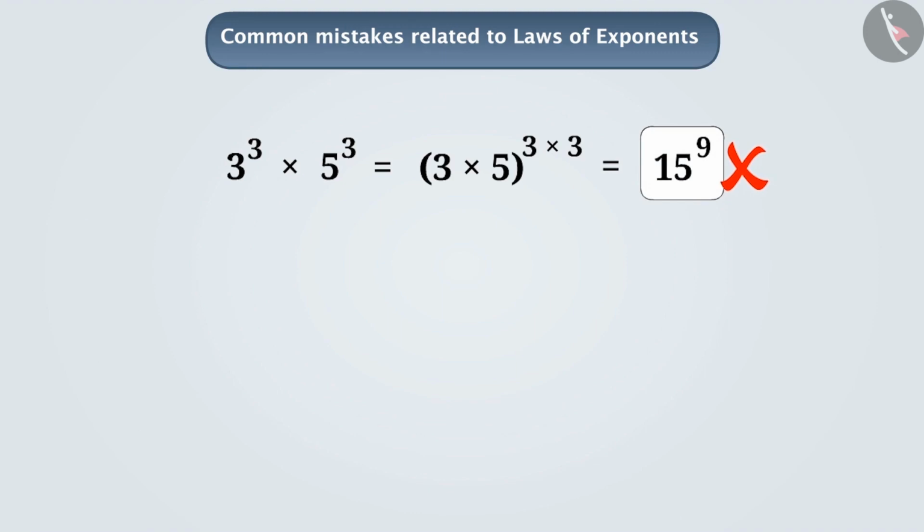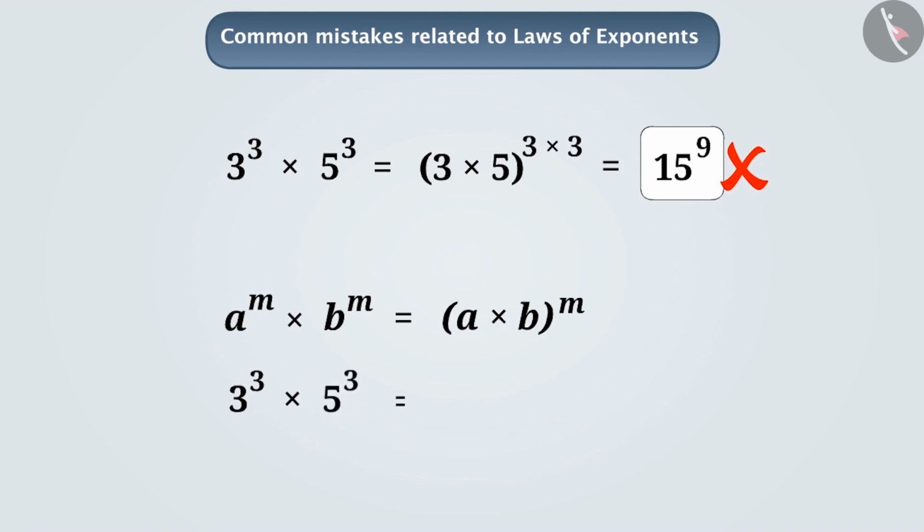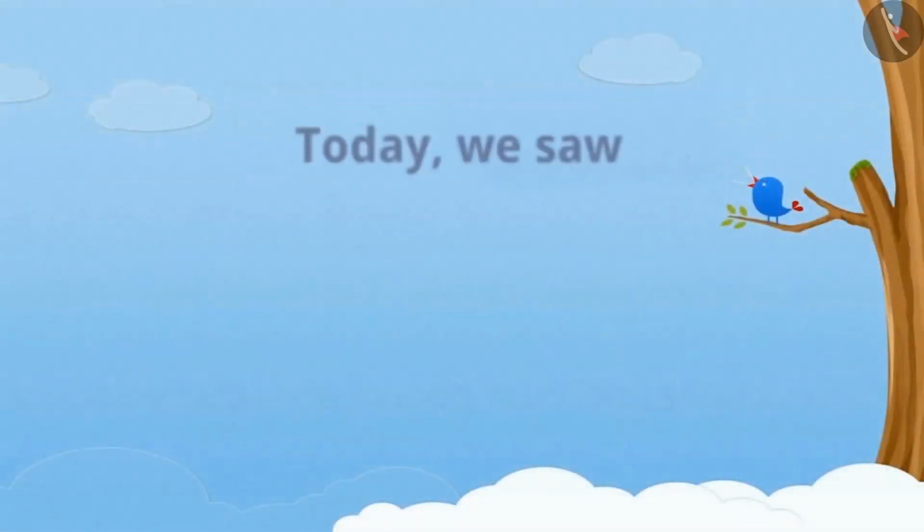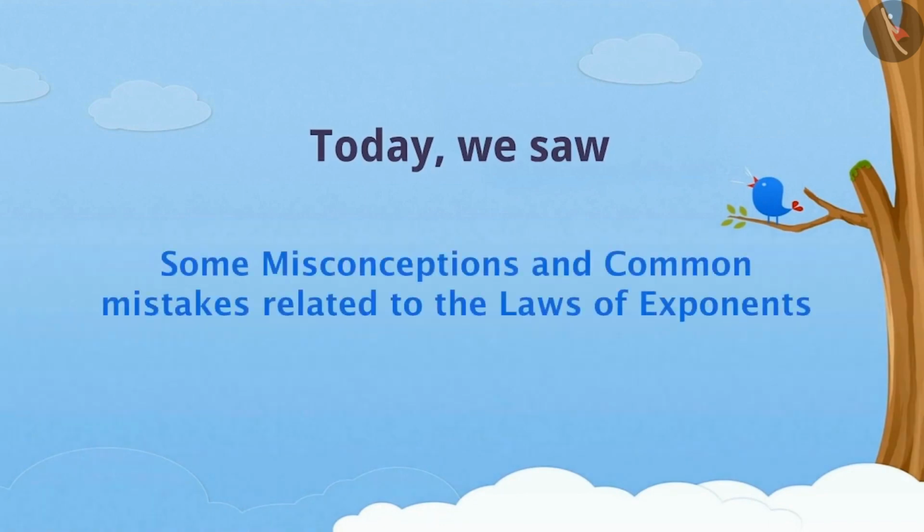The correct understanding is that a to the power of m into b to the power of m is equal to a into b to the power of m. Therefore, 3 to the power of 3 into 5 to the power of 3 is equal to 3 into 5 to the power of 3, which is equal to 15 to the power of 3, which is the correct answer. Today, we saw some misconceptions and common mistakes related to the laws of exponents.